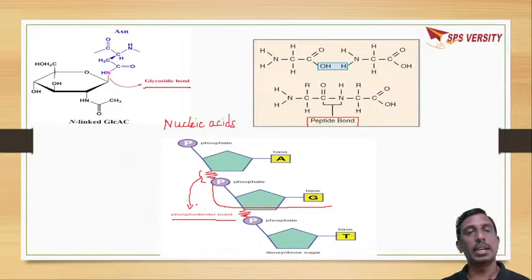So ऐसा polysaccharides में glycosidic bond रहता. प्रोटीन्स में पेप्टाइड बॉन्ड रहता. और न्यूक्लिक एसिड्स में न्यूक्लियोटाइड्स के बीच में फॉस्फोडाइस्टर बॉन्ड रहता.